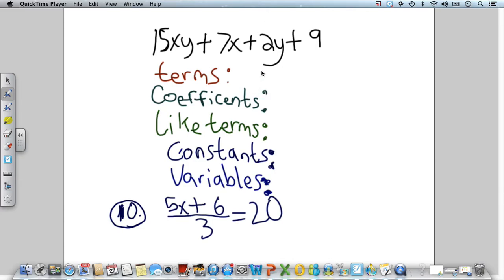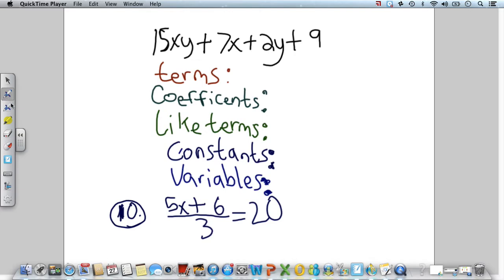Yesterday in class we talked about identifying parts of an expression, and today in class you worked on practicing identifying parts of an expression. So to help review, and hopefully if you were confused today or yesterday during our discussion, hopefully this will help. So, to review, we have the expression 15xy plus 7x plus 2y plus 9.